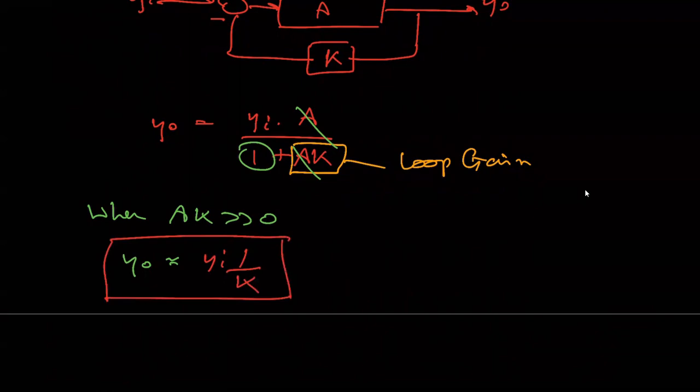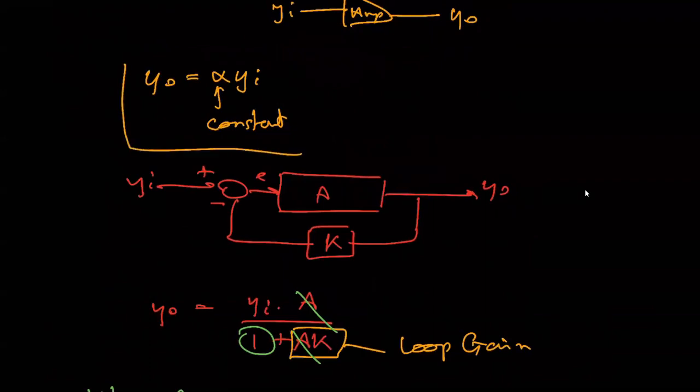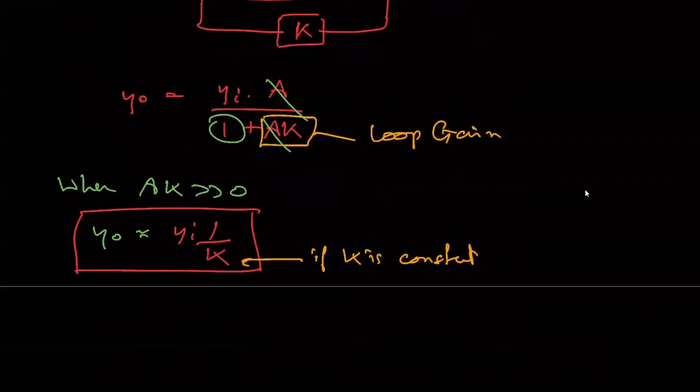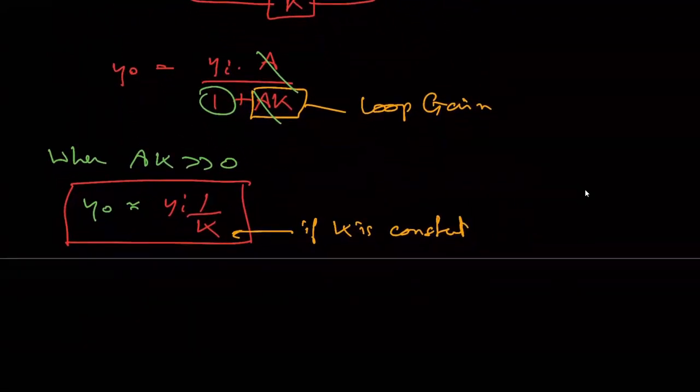There are more subtle ways of showing the linearity, but this is an easy one to do. As long as K is constant, then it basically behaves like this. And so we have perfect linearity between the output and the input.